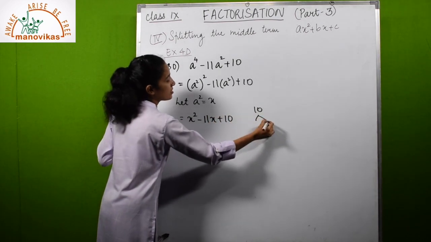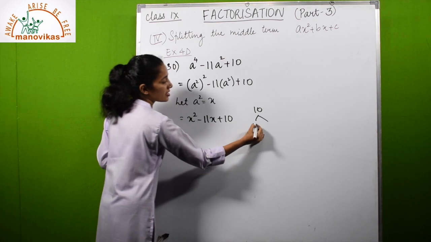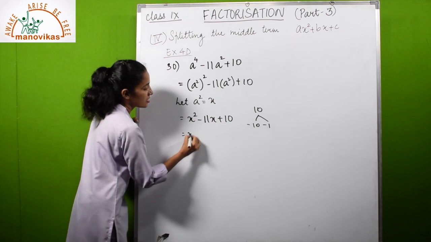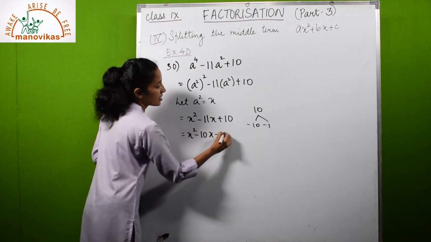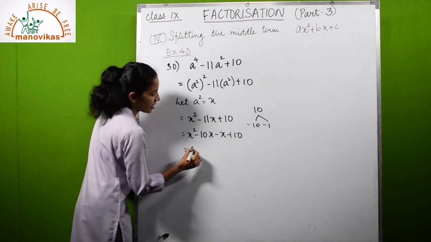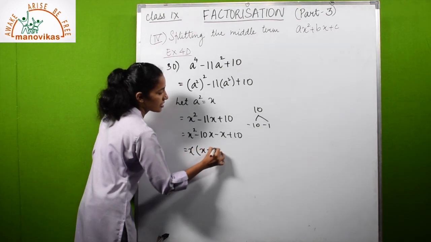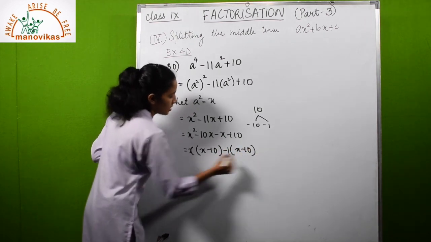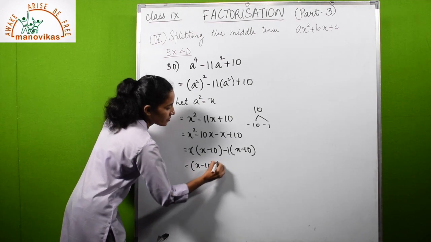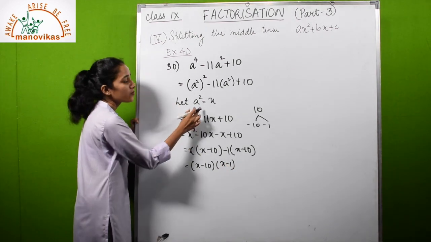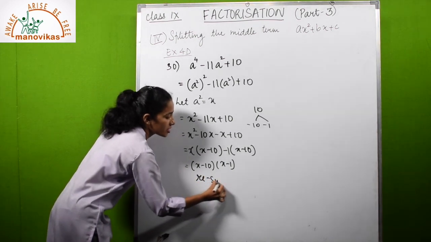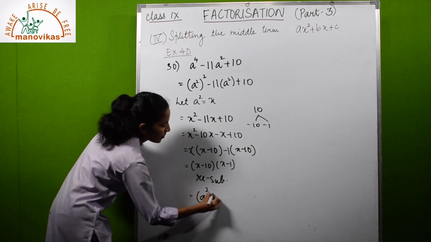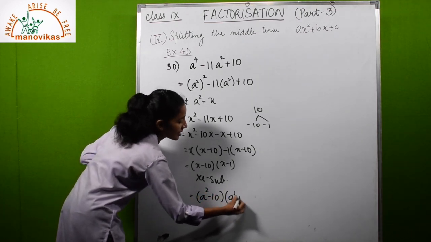Now the factors of 10 such that when you add you get 11 are 10 and 1. Since you had to add, this sign goes to both of them. So this is x square minus 10x minus x plus 10. Therefore you get x common, so x minus 10. And from here negative 1 common, so I get x minus 10. And that will be x minus 10 and x minus 1. If you have put a substitution, do not forget to resubstitute it. So resubstituting, I get a square minus 10 and a square minus 1.